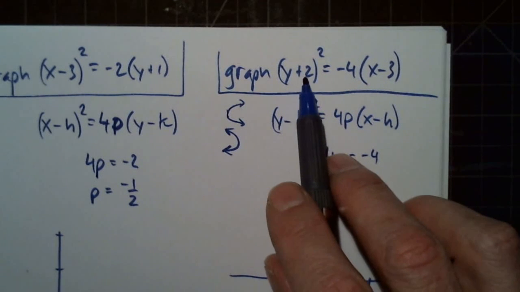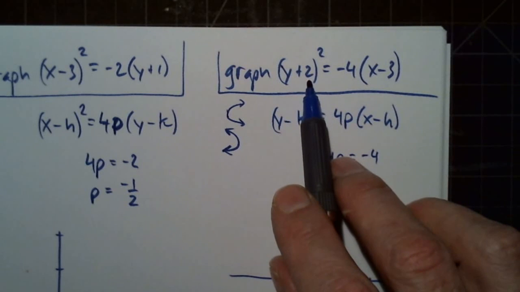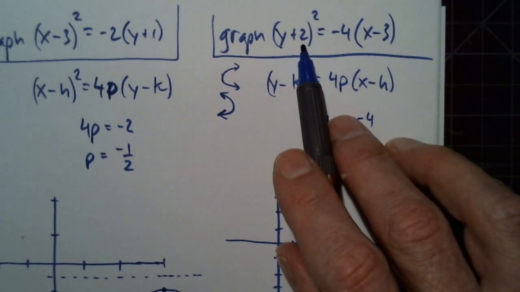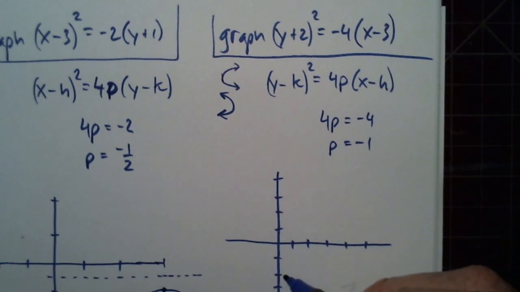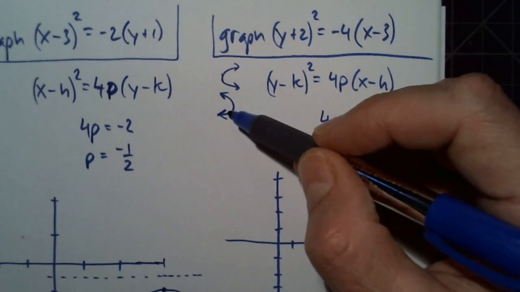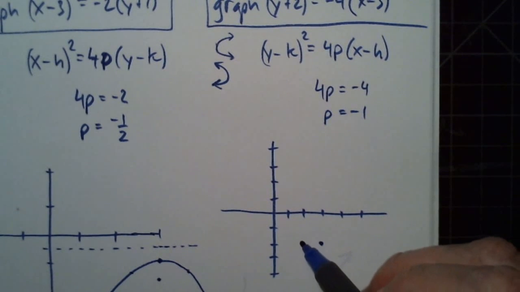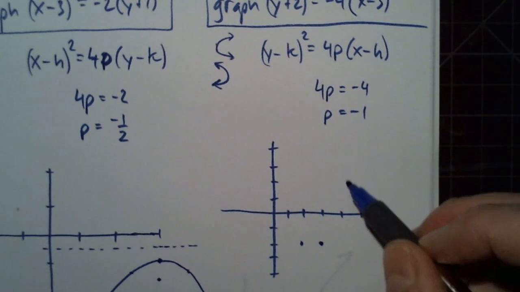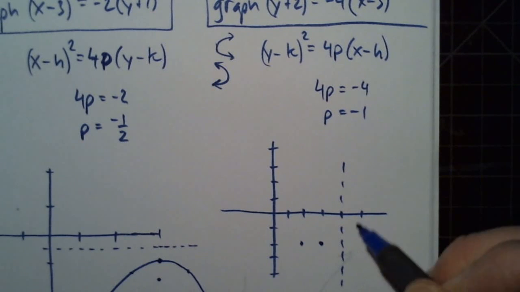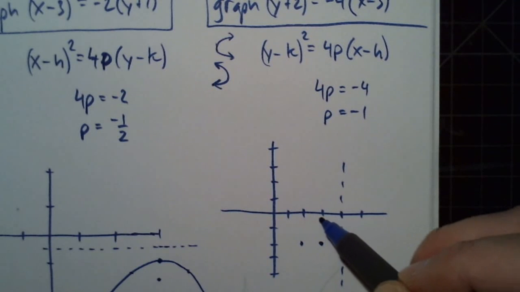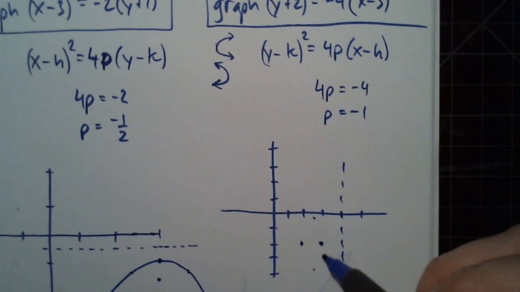And vertically, we're going down 2 and we'll move right 3 for the vertex. So down 2, right 3 is the vertex. We know the graph has to open to the left, so this p value means move to the left for the focus, and the directrix is to the right. Choose a point approximately equidistant from the focus and the directrix.